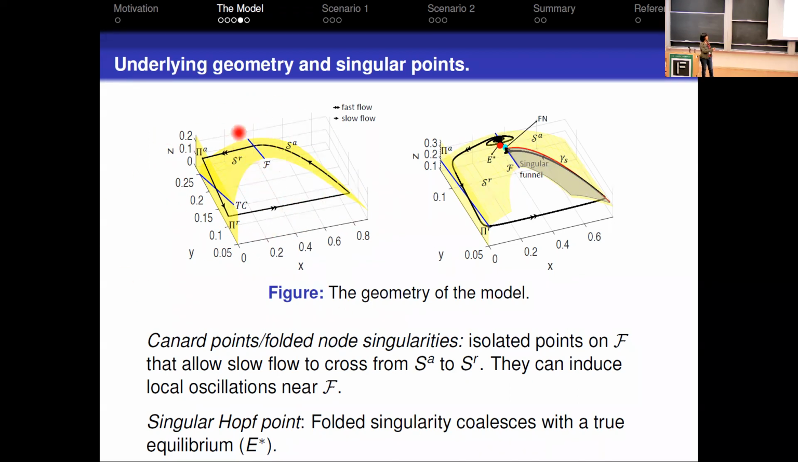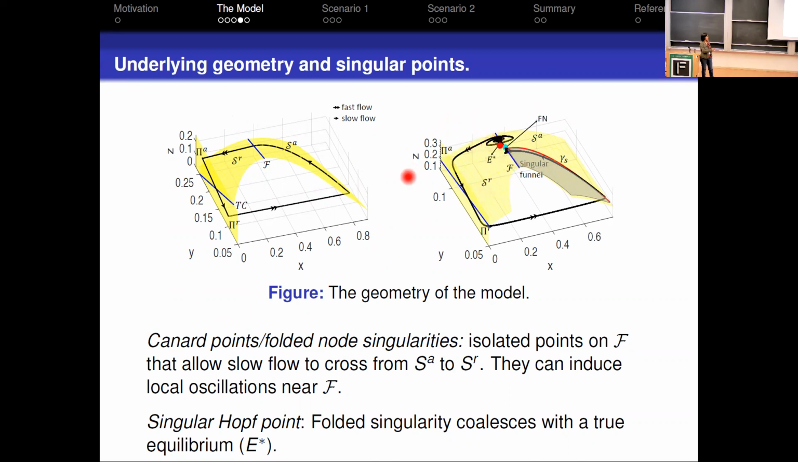Now we could get interesting dynamics near the fold curve if there are certain points called canard points or folded node singularities. These are isolated points on the fold curve which allow the slow flow to cross the fold curve from the attracting side to the repelling side of the manifold. And these points can induce local oscillations in the system, as we see here.